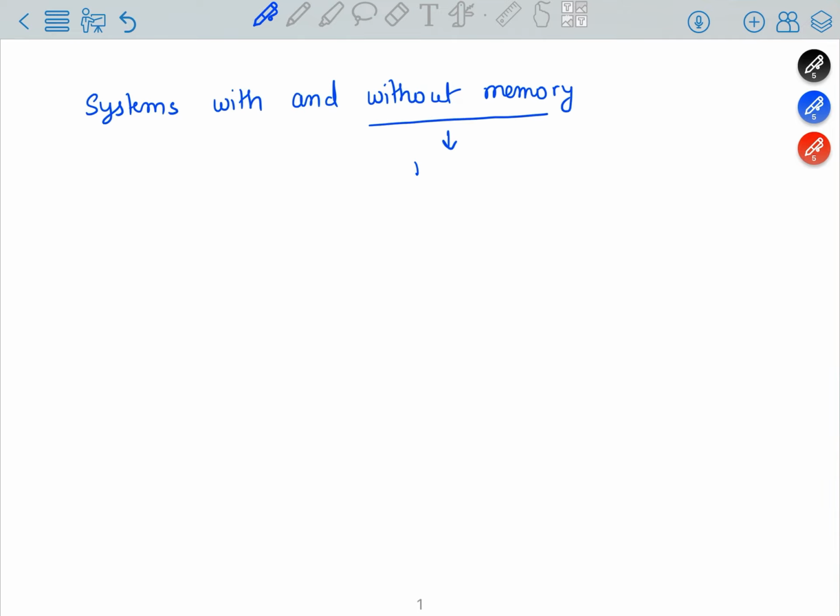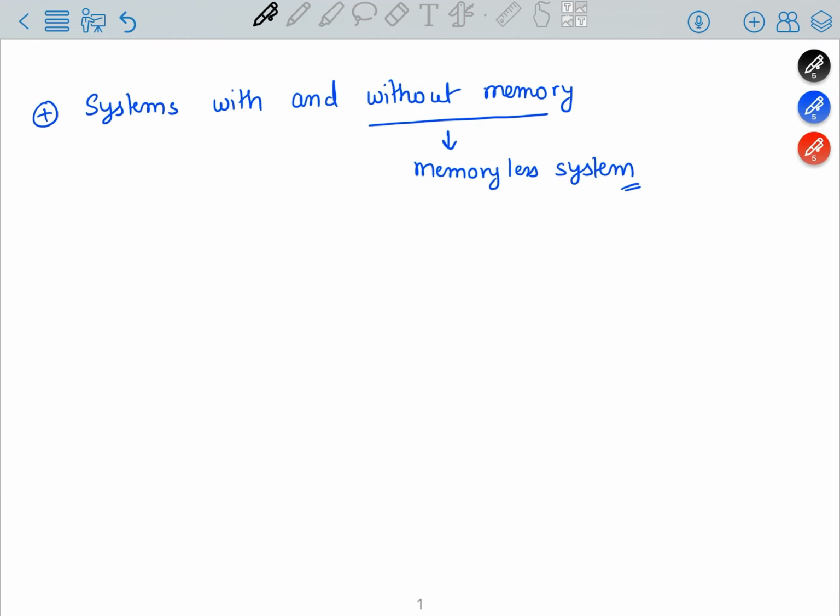So to start with, we'll discuss systems with and without memory. As I have already said, a system without memory is also called a memoryless system. So how do we define a memoryless system?